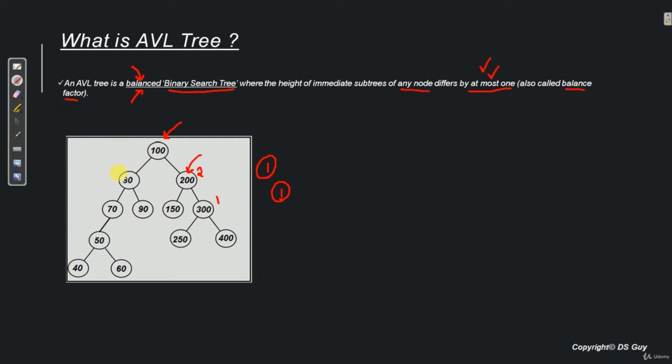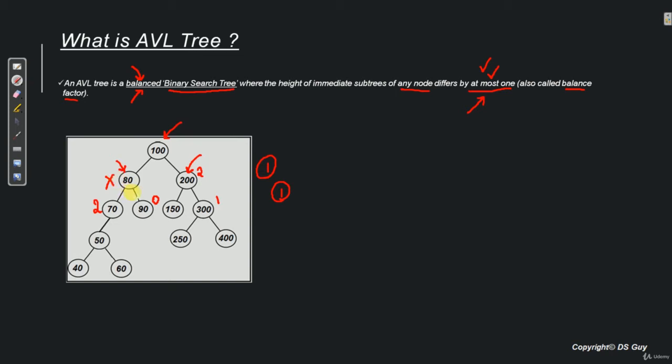Now let's take one more example. Let's say 80. What is the height of the left subtree? It is 2. What is the height of the right subtree? 0. The difference between the heights is 2. And we said here that the height can differ by a maximum of 1. So the property is not respected at this node. So we say that this tree over here is not an AVL tree because this node does not follow the property of height difference of 1.